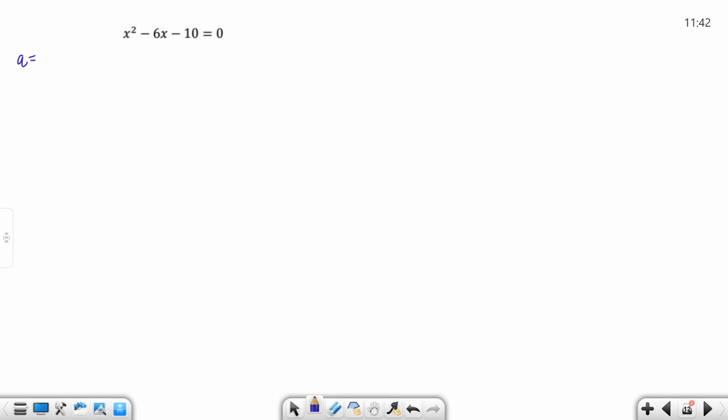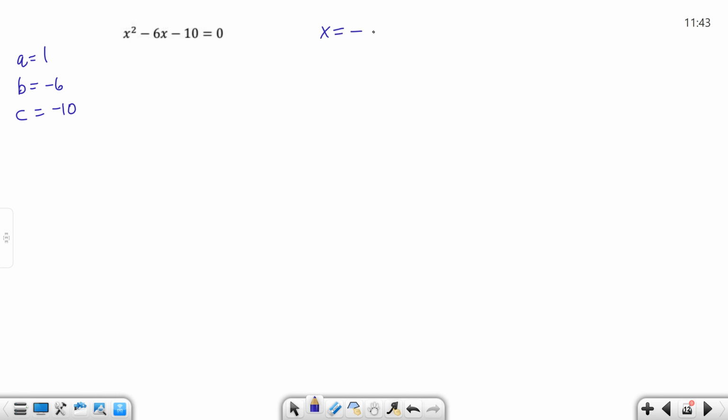So I need to identify A, B, and C. What is A? A is 1, B is negative 6, and C is negative 10, right? A is the thing here, 1. B is the thing times x, that's this negative 6. And then C is the thing by itself, the negative 10.